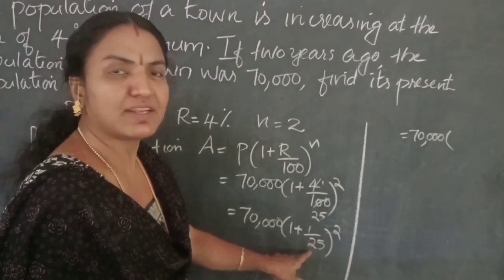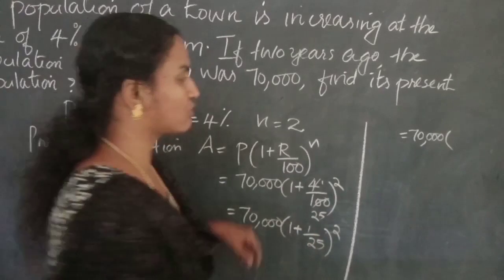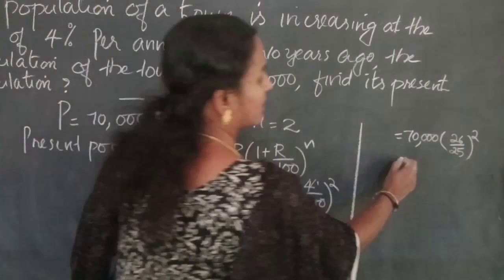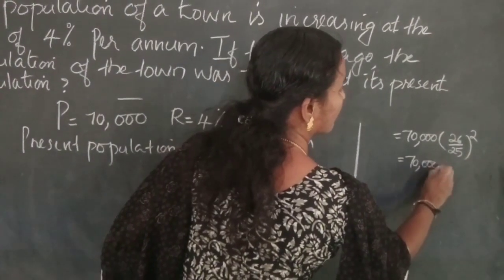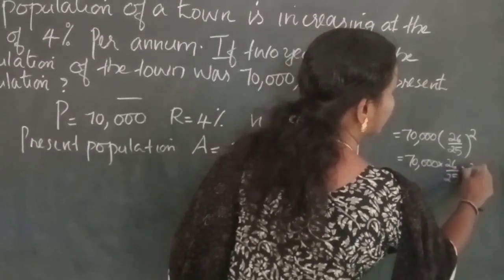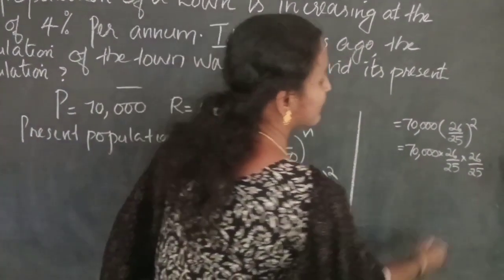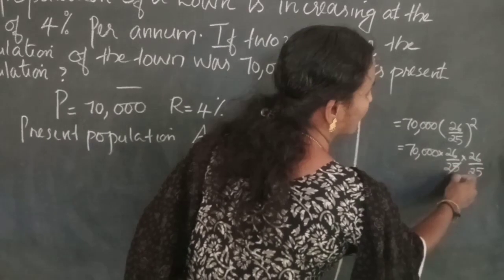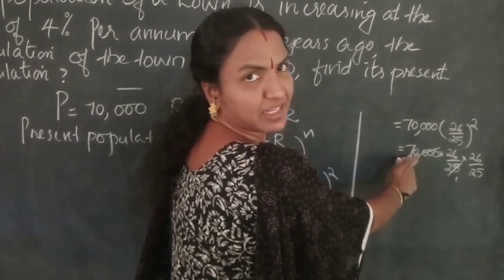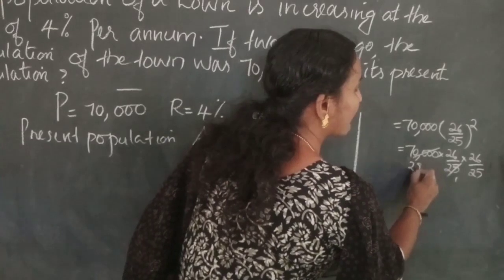Is equal to 70,000 into 1 plus 1 by 25, by applying cross multiplication, 1 into 25 plus 1 into 1. So 25 plus 1, 26. 26 by 25 the whole square is equal to 70,000 into, whole square means 26 by 25 into 26 by 25. We can cancel 25 and 70,000. 1 25 is 25. Here 2 25s are 50. Then balance 20. Again 200. Then 8 25s are 200.